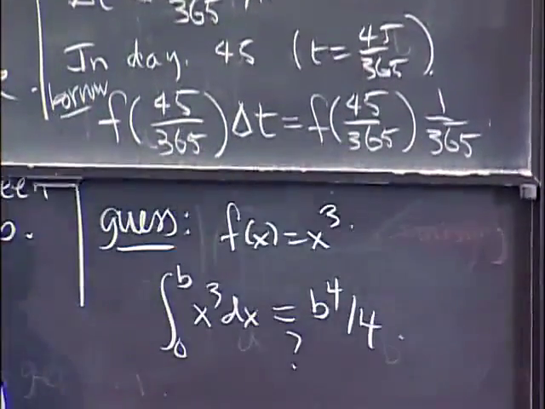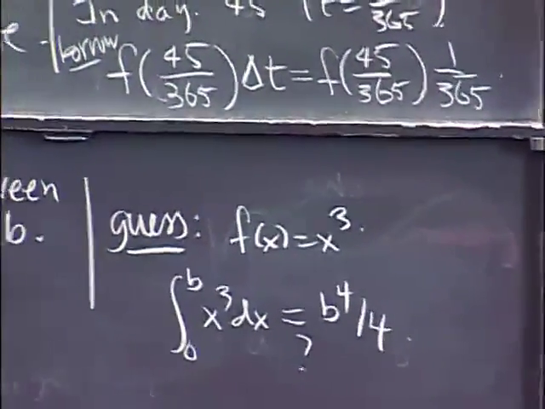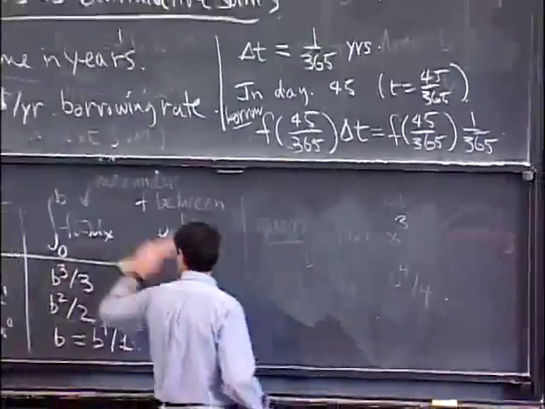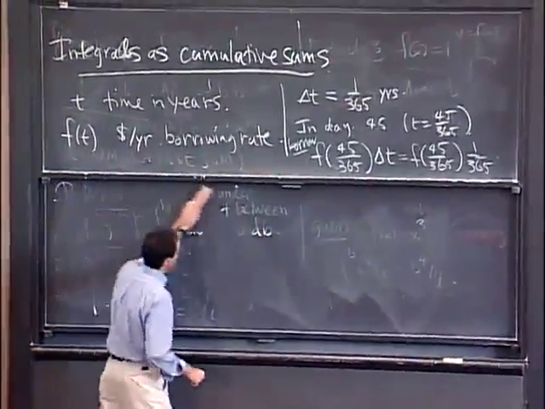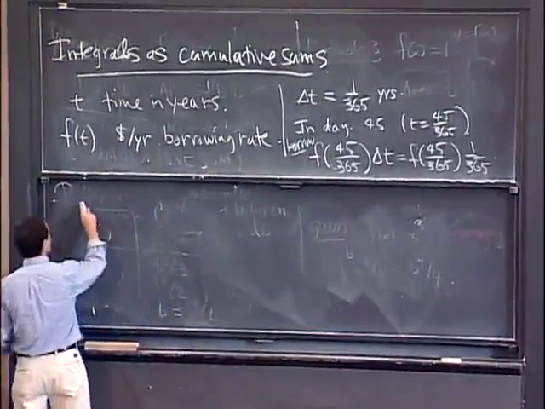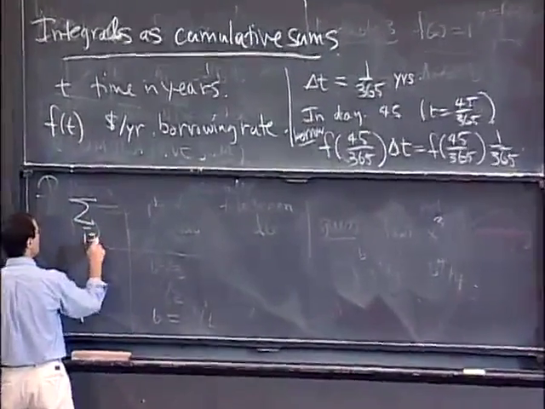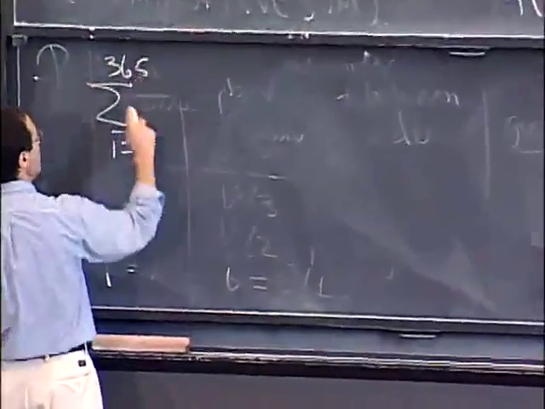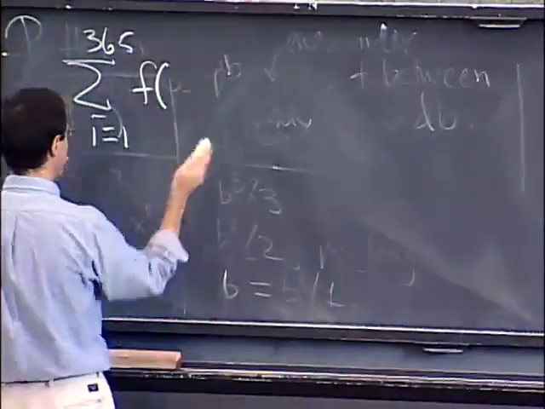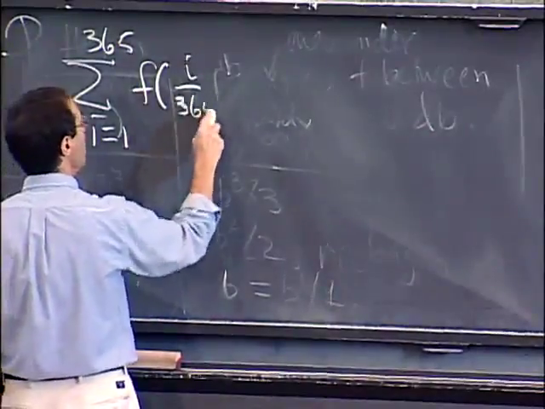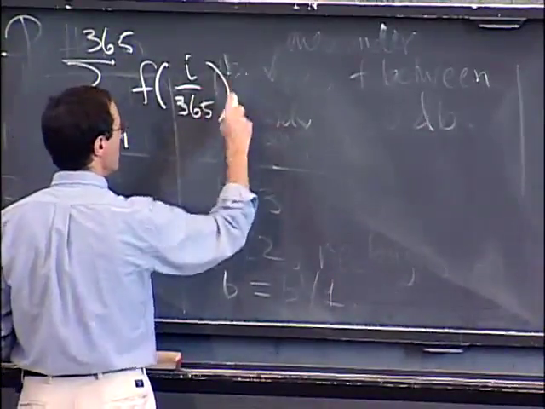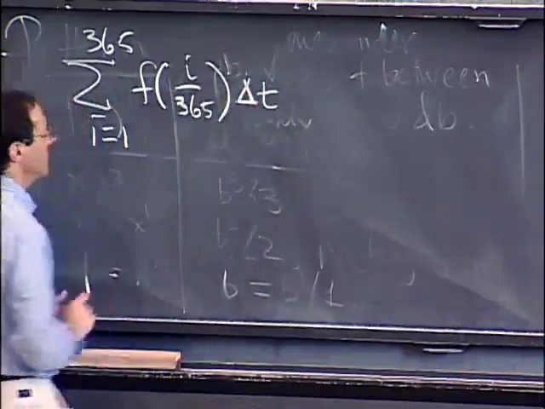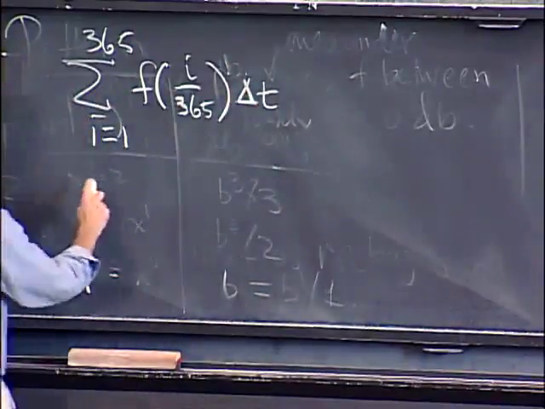And now, if I want to add up how much you've borrowed in the entire year, that's this sum, i equals 1 to 365 of f of i over 365 times this delta t, which I'll just leave as delta t here. This is the total amount borrowed.